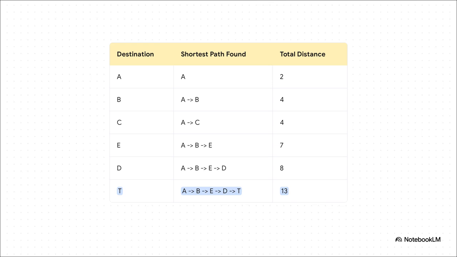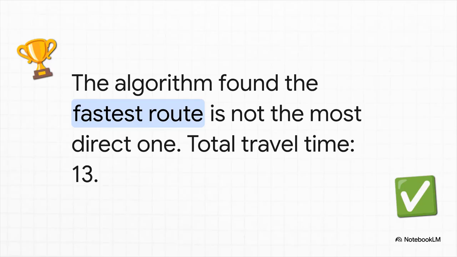So this table shows you how the algorithm builds out its solution, locking in the fastest path to each destination one by one. And check out the final result, the quickest way to get from A to T. It's not the most direct route you might think. It's actually this kind of winding path from A to B, then to E, then to D, and finally to T. And here's the key takeaway. The total travel time for that path is 13. Any other route that might look more direct would actually be slower, and the algorithm has mathematically proven it. This is precisely the logic that's running under the hood in your map app every single day.